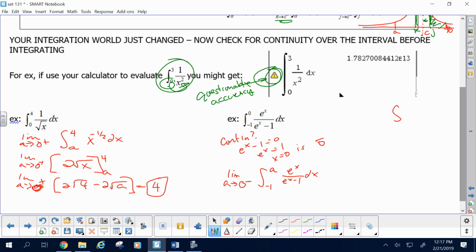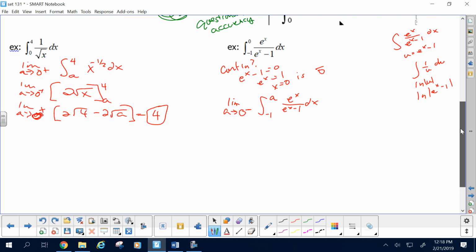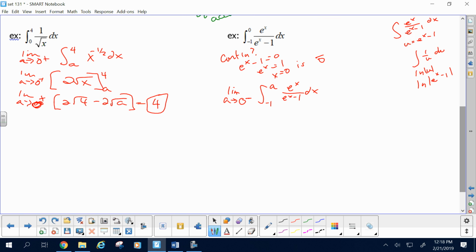If at all confused, I would probably do the antiderivative off to the side. What's your technique for integrating that? Use u-substitution. It's 1 over u straight up. Do you agree? No funny business? So natural log of the absolute value of u, which is natural log of e to the x minus 1, is the antiderivative, right? You want the absolute value, probably has to be there just in case.